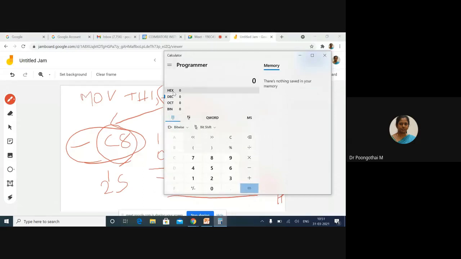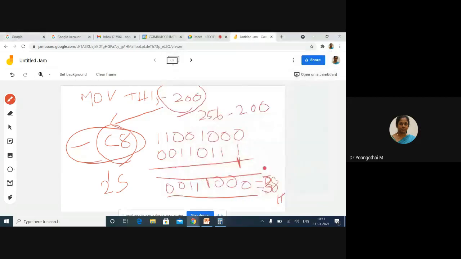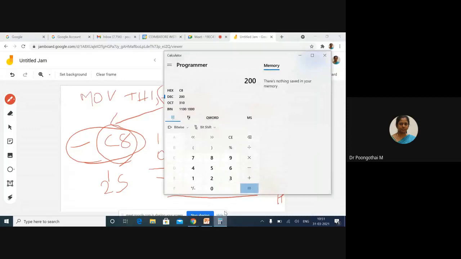So first convert this 200 into hex. So what is the equivalent hexadecimal value? C8. Okay. So we need to calculate 2's complement for the C8 value. So after 2's complement, I am getting 38. Okay. So the exact decimal for 38 is 56.